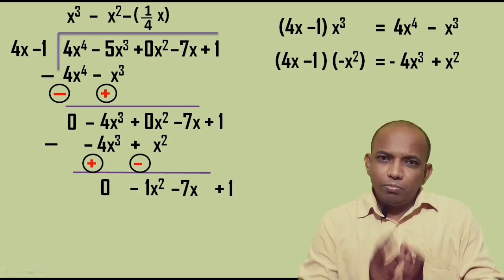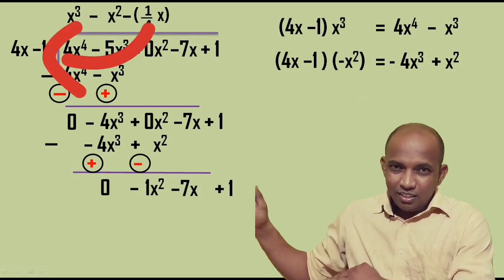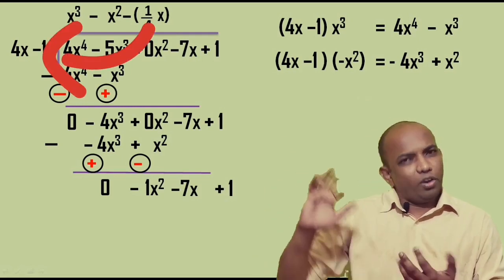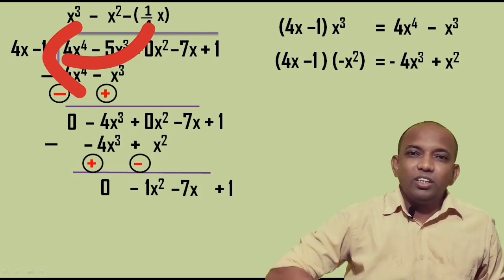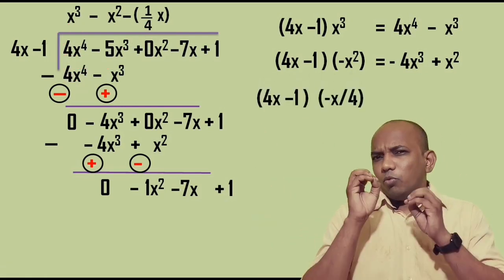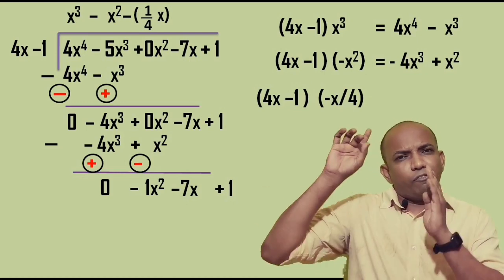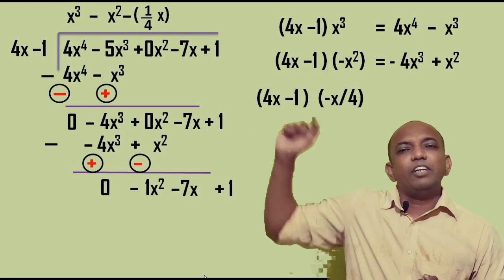The next step is what? So that 1 upon 4x, or x upon 4, will multiply what? 4x minus 1, as we are following the other steps. What can be done? Again, same method. Which one? Fountain method. So 4x into negative x upon 4.